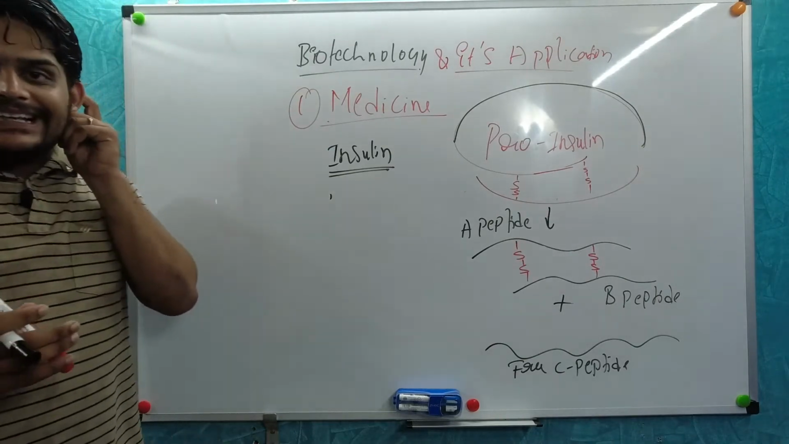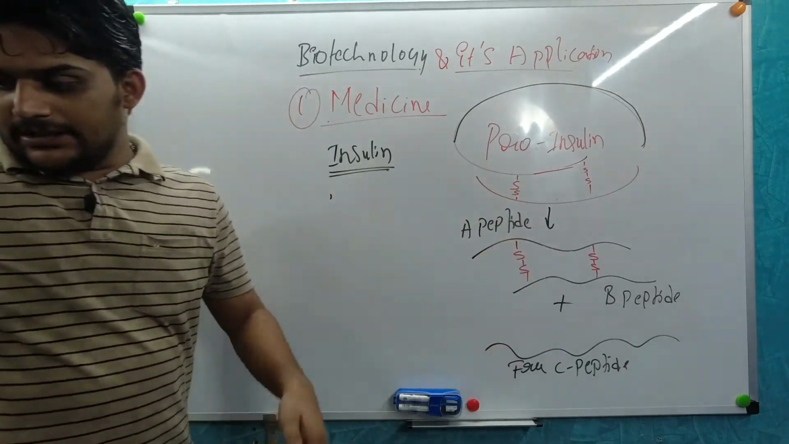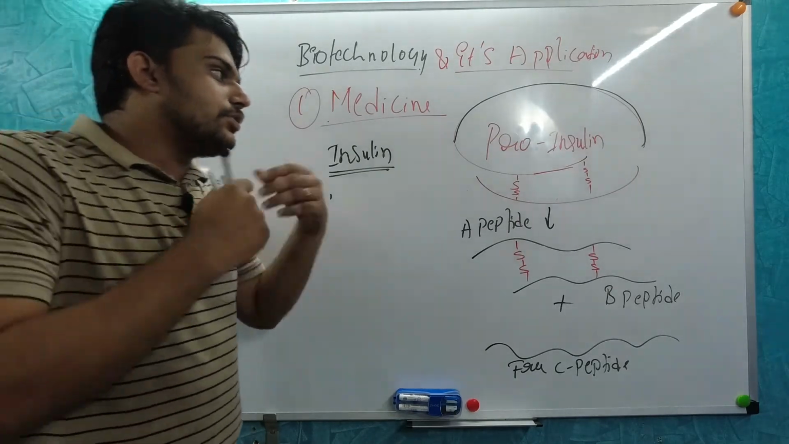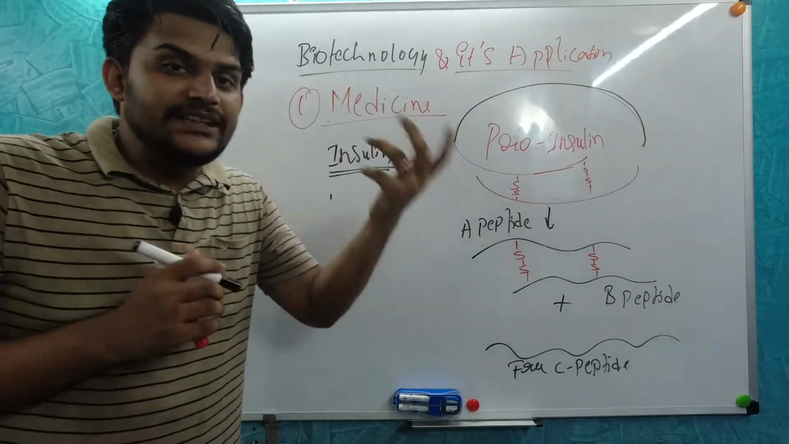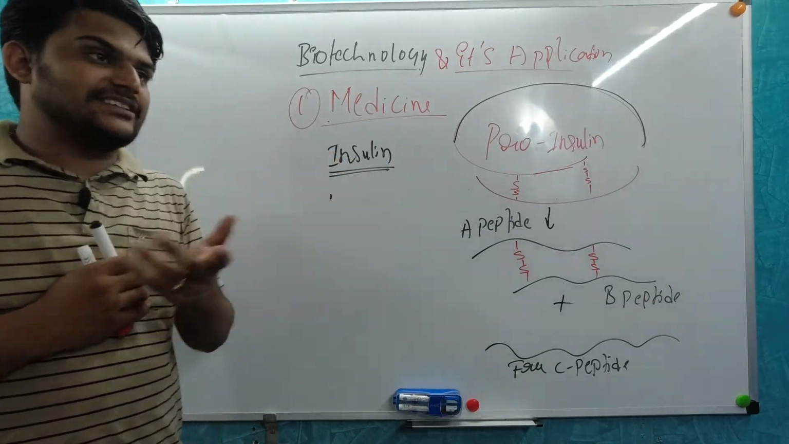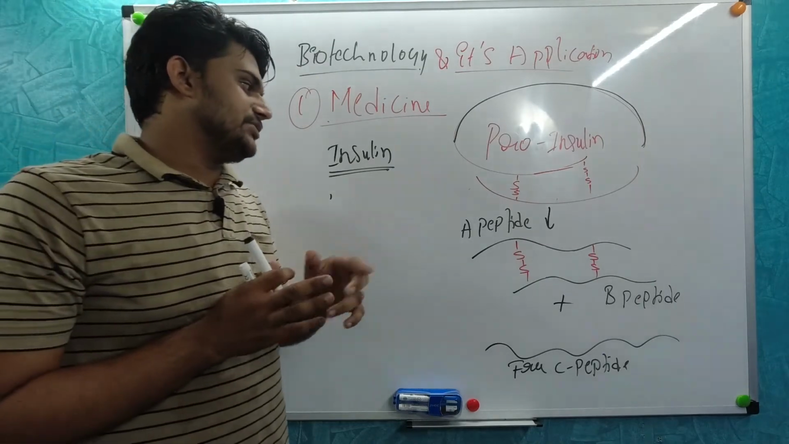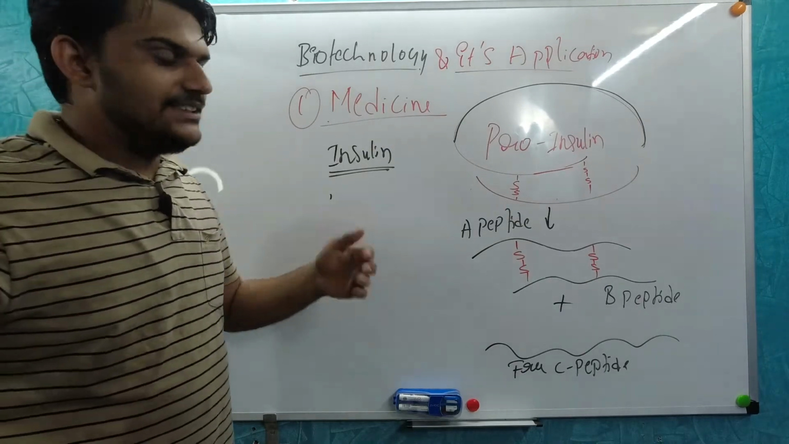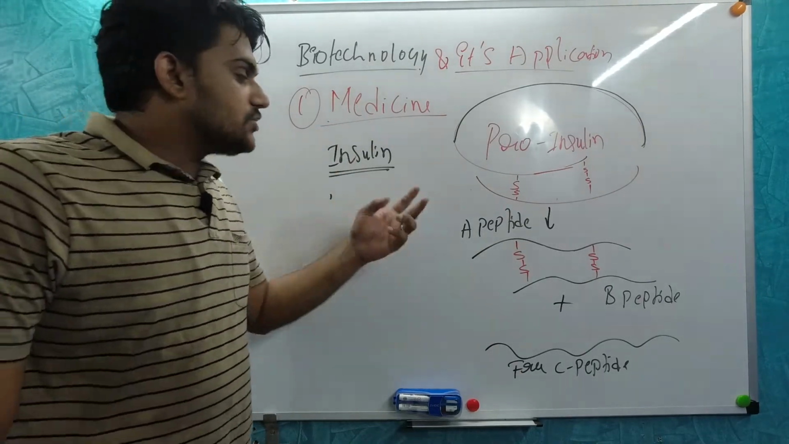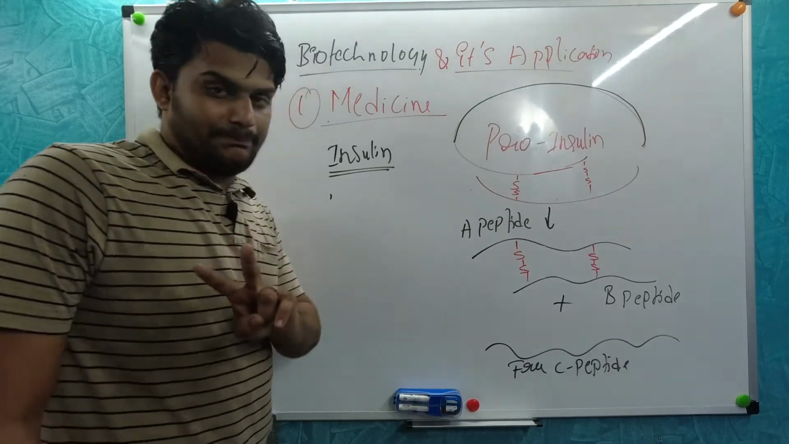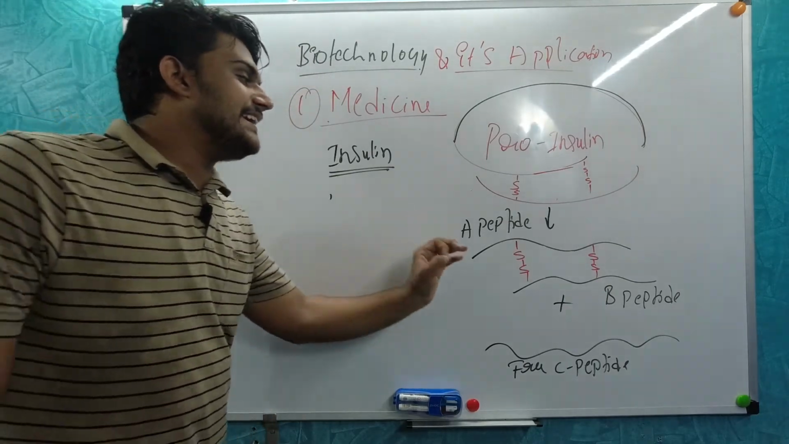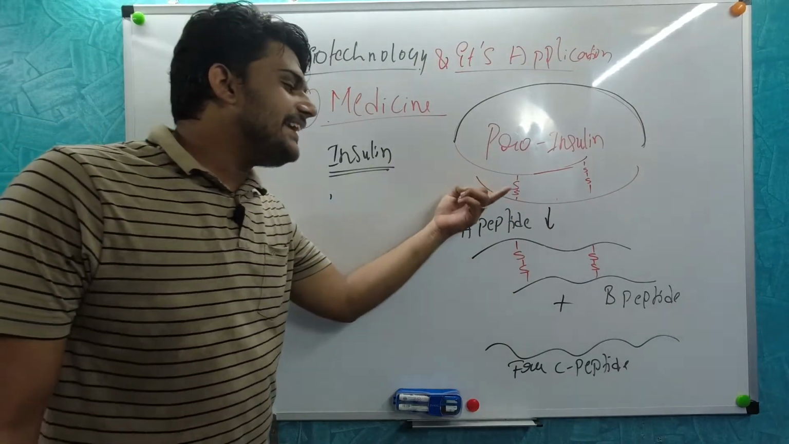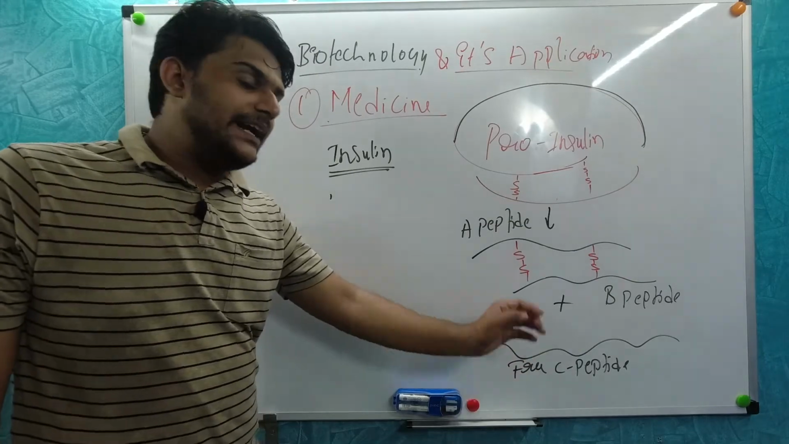Then that proinsulin is going to mature. When the pancreas starts releasing, that will be the time of maturation of proinsulin into insulin. At that time the insulin is formed only by the two peptides, A and B, joined with a disulfide bond. You can see over here the disulfide bond. So the C peptide will be freed.